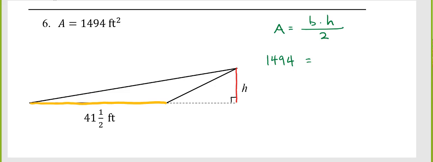okay, what is your base as an improper fraction? How many halves? 41 times 2 is 82, plus 1 is 83. So I did 2 times 41 is 82, and then plus 1 is 83. So I have 83 halves times my h all over 2.